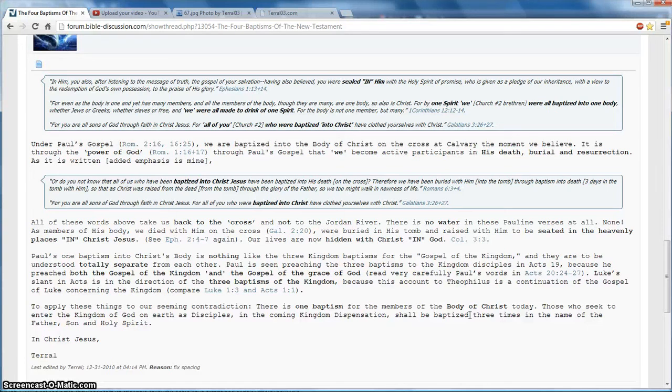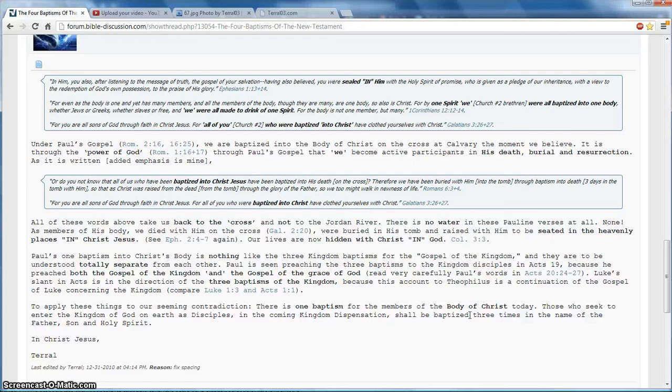Such glorious words there. Paul's one baptism into Christ's body is nothing like the three baptisms, the kingdom baptisms for the gospel of the kingdom. And they are to be understood totally separate from one another. Paul is seen preaching the three baptisms to the kingdom disciples in Acts 19 because he preached both the gospel of the kingdom and the gospel of the grace of God. Luke's slant in Acts is in the direction of the three baptisms of the kingdom because this account to Theophilus is a continuation of the gospel of Luke concerning the kingdom.